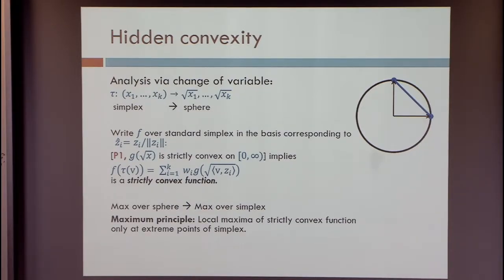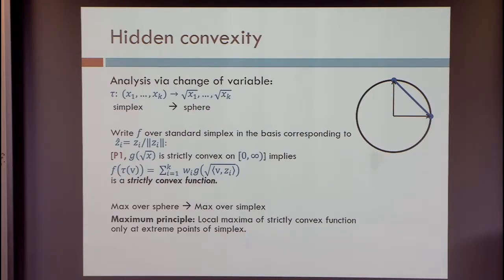So now I'll explain why these claims are true and what is the hidden convexity. The analysis of the function happens by performing a simple change of variable. Rather than thinking of this function as being maximized over the sphere, I'm going to map it to the standard simplex in R^k. How do you go from a point on the sphere to a point on the standard simplex? You just square the coordinates, right? And if you restrict yourself to the first orthant, then this is actually a bijection.